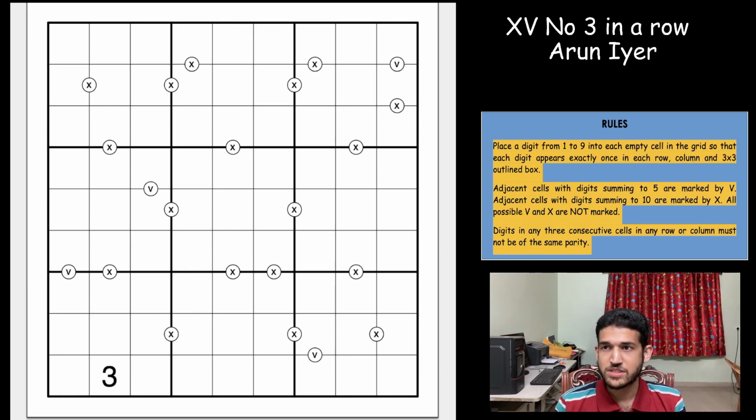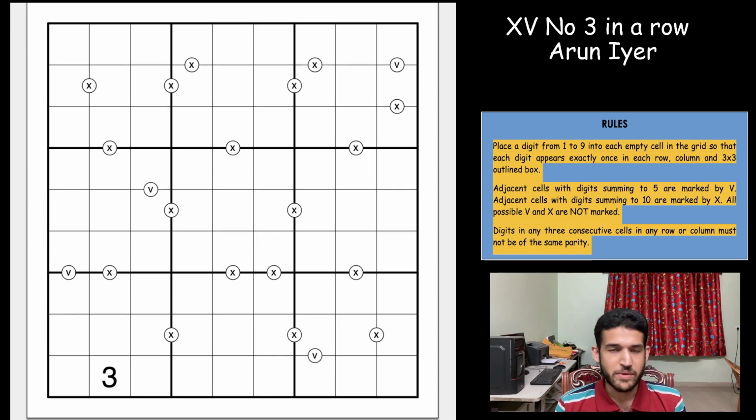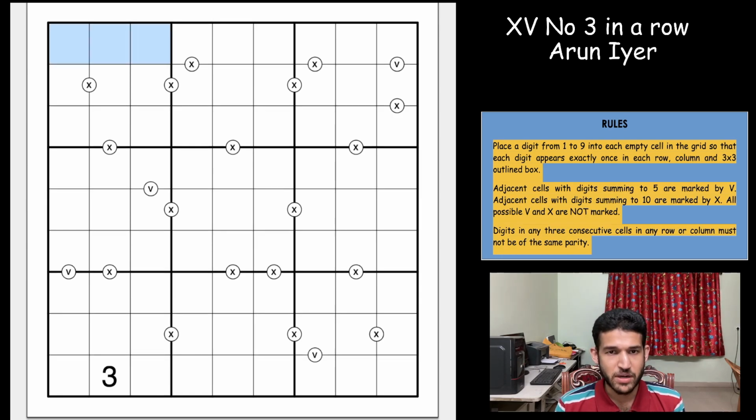So I'll go to the rules now. The rules are: place a digit from 1 to 9 in each empty cell in the grid so that each digit appears exactly once in each row, column, and box. Standard classic rules apply.